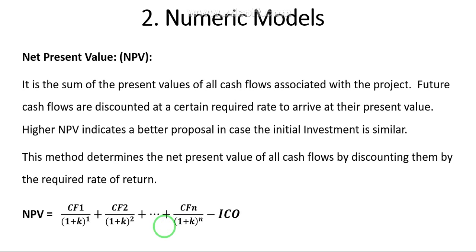If it is for 2 years, 3 years, or for 1 year, no problem. If it is for 1 year, we can calculate it in such a way: CF1 divided by 1 plus k to the power of 1 minus ICO. If it is for 2 years, we can use it in such a way. If it is for 3 years, we can add CF3 here divided by 1 plus k to the power of 3. If it is for 10 years, respectively, we can add 3, 4, 5, 6, 7, 8, 9, 10 years, and then minus ICO. ICO means initial cash investment.